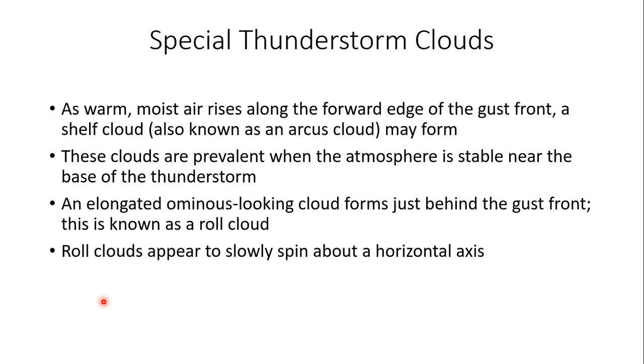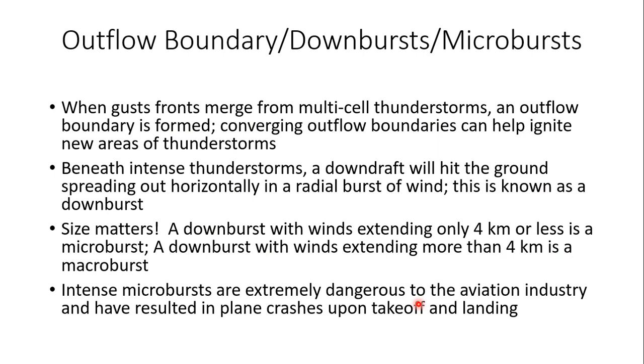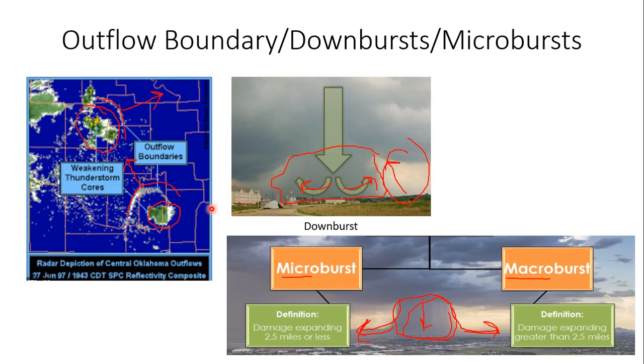Additionally, we talked about special types of clouds, shelf clouds, as well as roll clouds, and showed you what these look like. Shelf cloud here upper left and roll cloud on the bottom. Talked about outflow boundaries, downbursts, and microbursts. Types of downbursts are macro and microbursts. The size matters. And showed you some examples on Doppler radar reflectivity products of an outflow boundary.